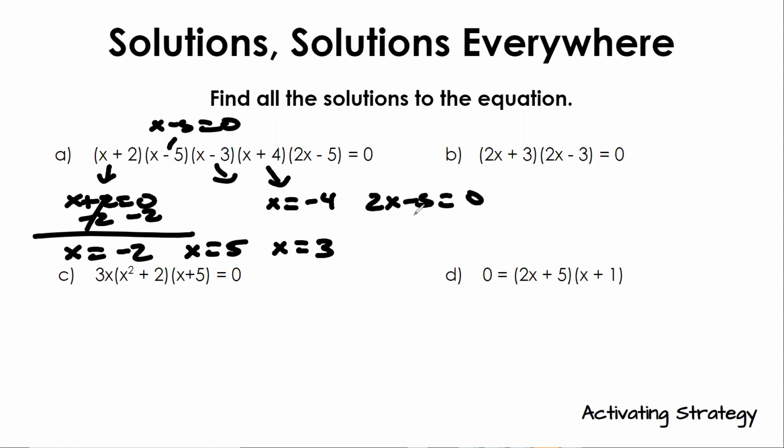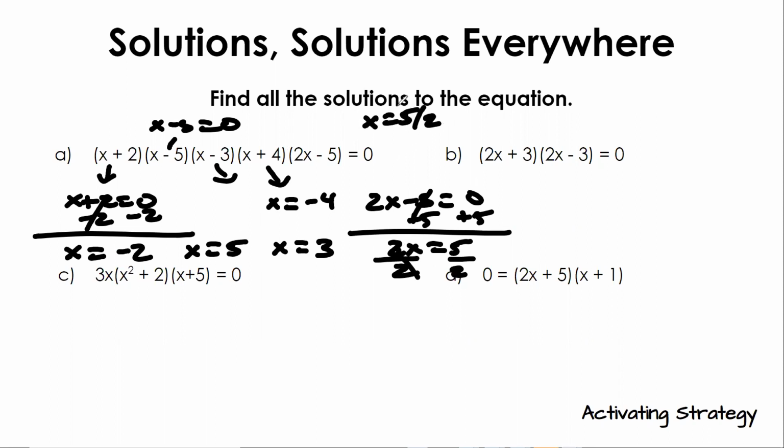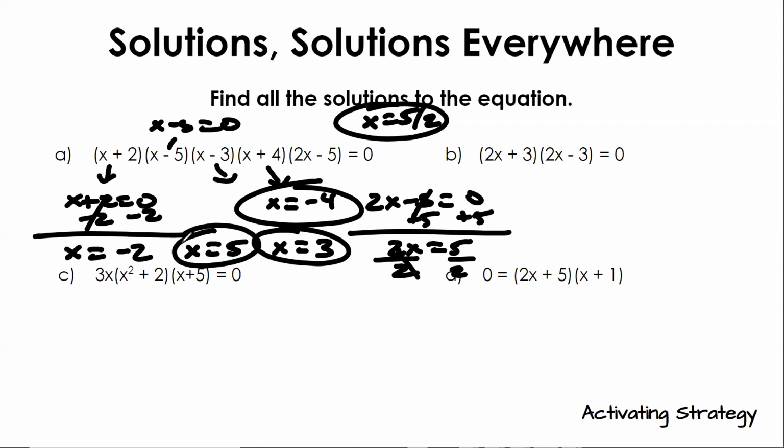And then on this last one, we're going to add 5 to both sides, divide by 2. So it's going to give me 5 halves. I know I did that pretty quickly, but I feel like at this point, you probably got it. So our solutions are x equals 5 halves, x equals 3, x equals -4, x equals 5, x equals -2. You can leave it in fraction form because that's probably what your answer choices are going to be.